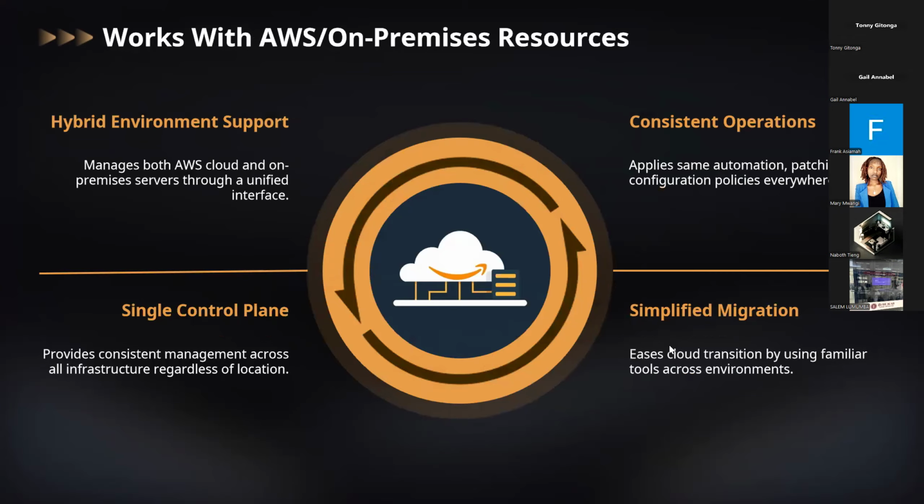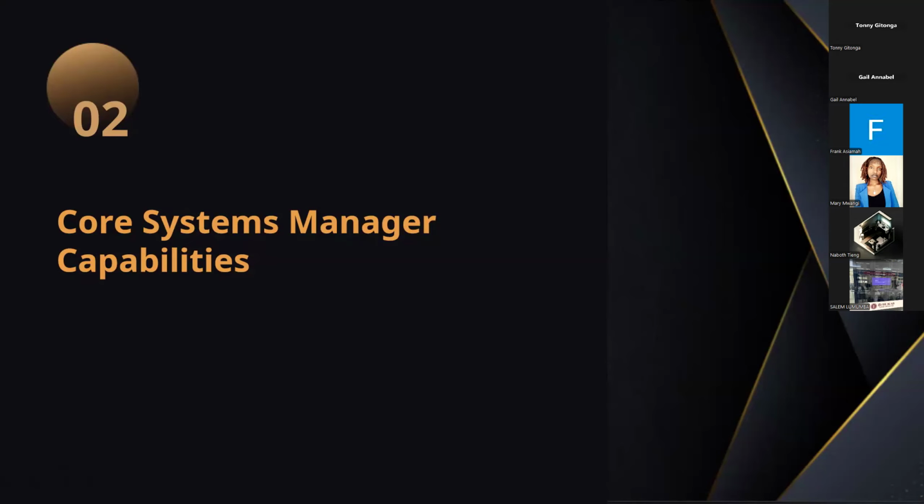It also works, as we said, in a hybrid way. It works both on-premises and on AWS. Hybrid environment support, single control panel. As we said, it's central management. Next, consistent operation applies the same automation and operation policies everywhere. It also simplifies migration. It eases cloud transition by using familiar tools across environments. Does anyone have a question on the overview before we go to capabilities? No questions.